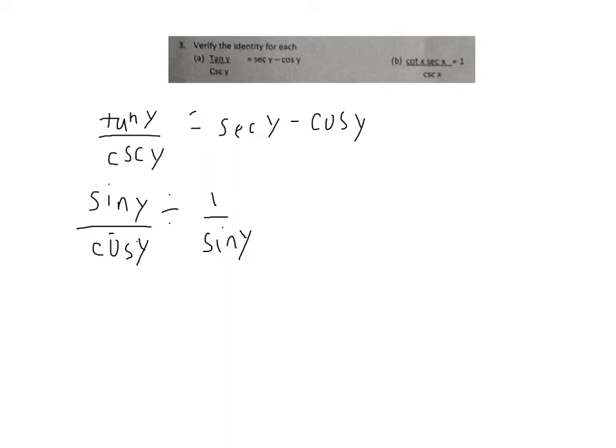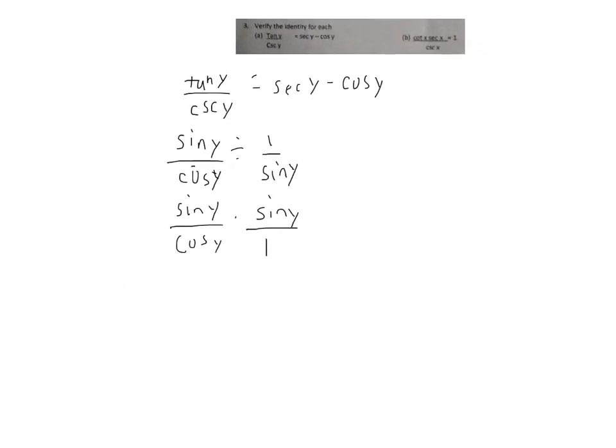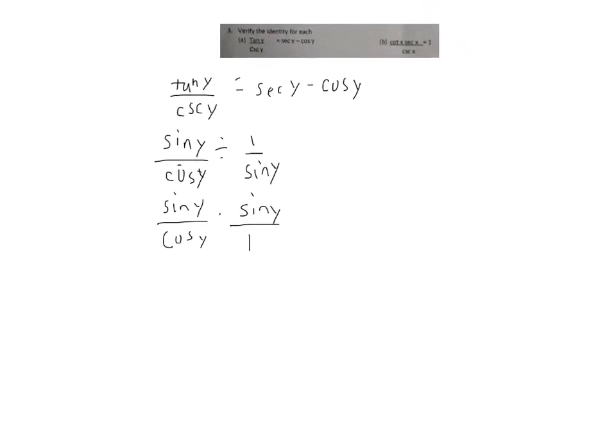Next, again, when we divide by a fraction, we can then multiply by its reciprocal. So now we have sine of y squared divided by cosine of y. Again, we're trying to verify that this expression is equal to secant of y minus cosine of y.